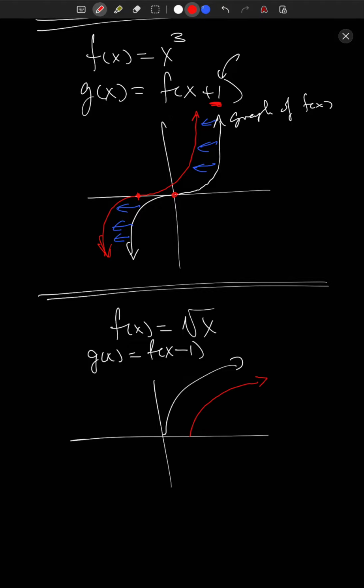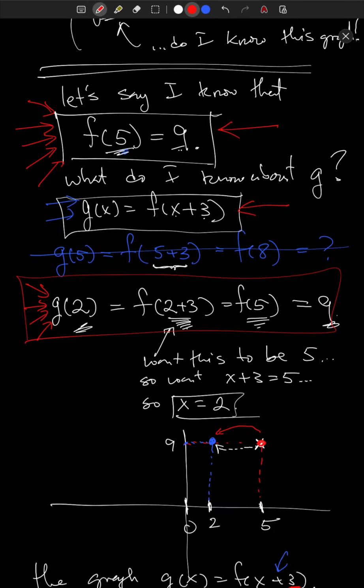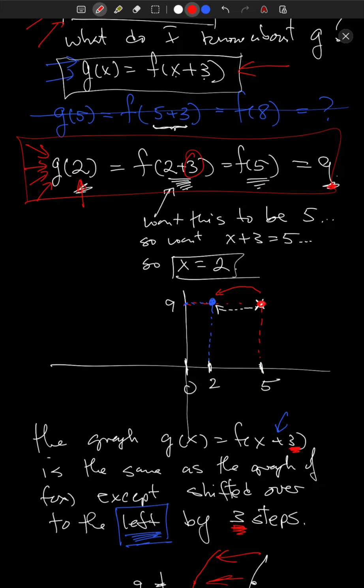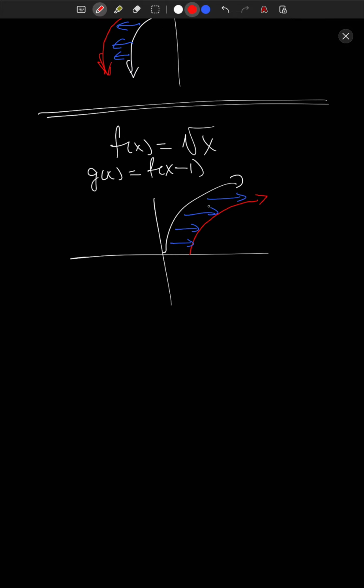All right, and you can do the same kind of analysis to really convince yourself of this by mimicking this analysis right here, except with minus 1 right there. And what you'll notice is that to get the same output, the input would have to be shifted to the right. So here, our square root function is shifted to the right.